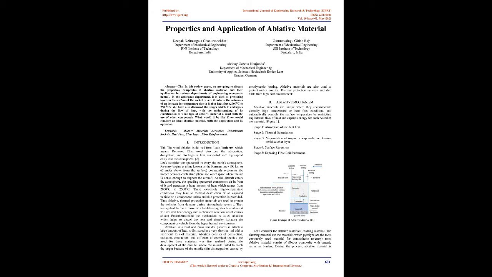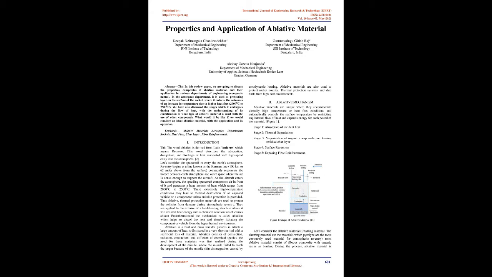These extremely high temperature conditions may lead to thermal destruction of an exposed vehicle or a component unless suitable protection is provided. Thus ablative thermal protection materials are used to protect the vehicles from damage during atmospheric re-entry. They are applied to the exterior of a load-bearing structure, where they redirect heat energy into a chemical reaction which causes ablation, an endothermic mechanism that helps to dispel the heat and thereby isolates the component or vehicle from the hyperthermal environment.